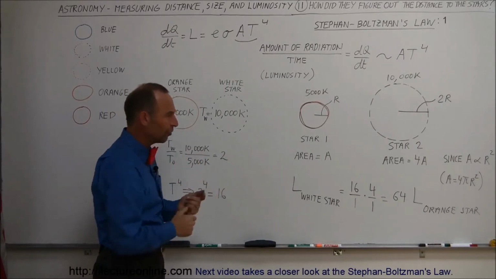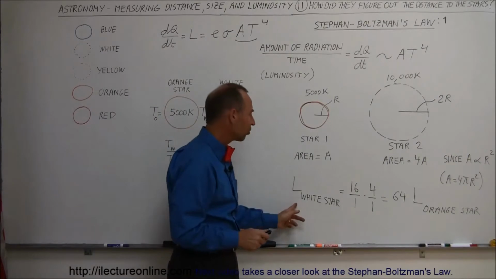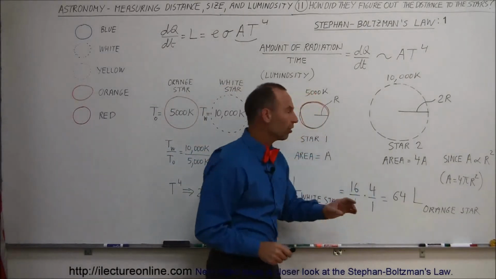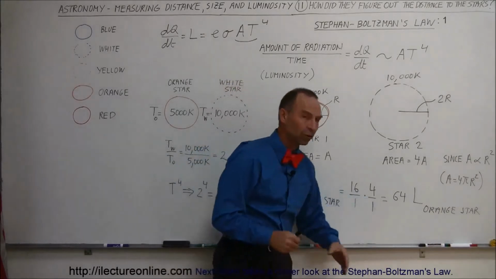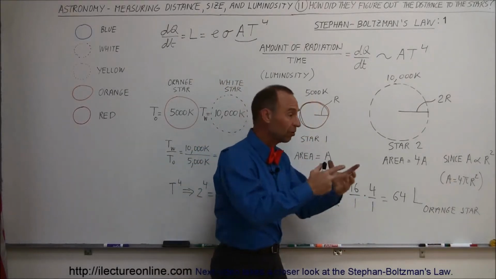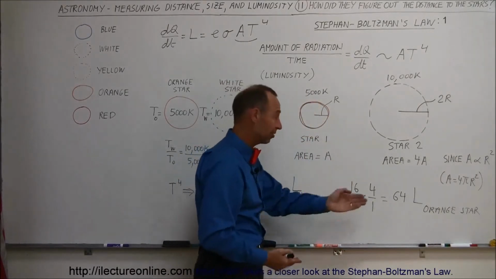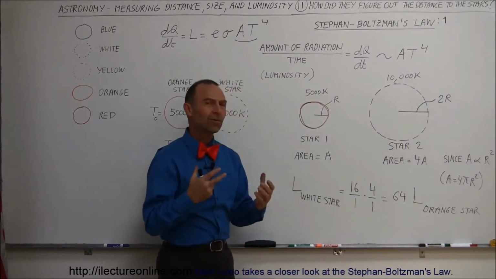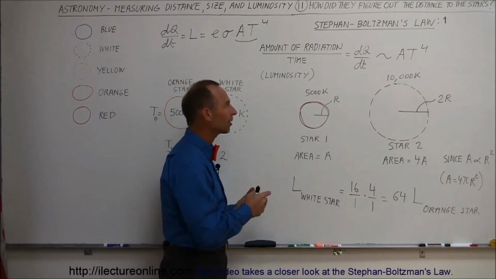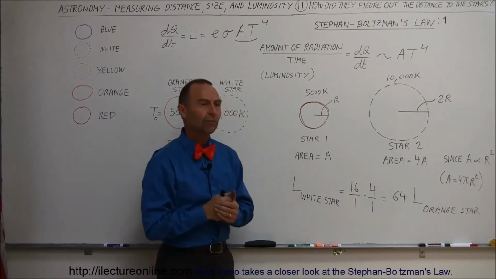One way to look at this difference, let's say you had one white star. How many of these orange stars that are half the diameter and half the temperature, how many of these orange stars would you need together to put out as much light as one of these? And the answer would be you need 64 of these stars to put out as much light as one of these. So that was a tremendous powerful tool in our toolbox when we understood Stefan Boltzmann's law.